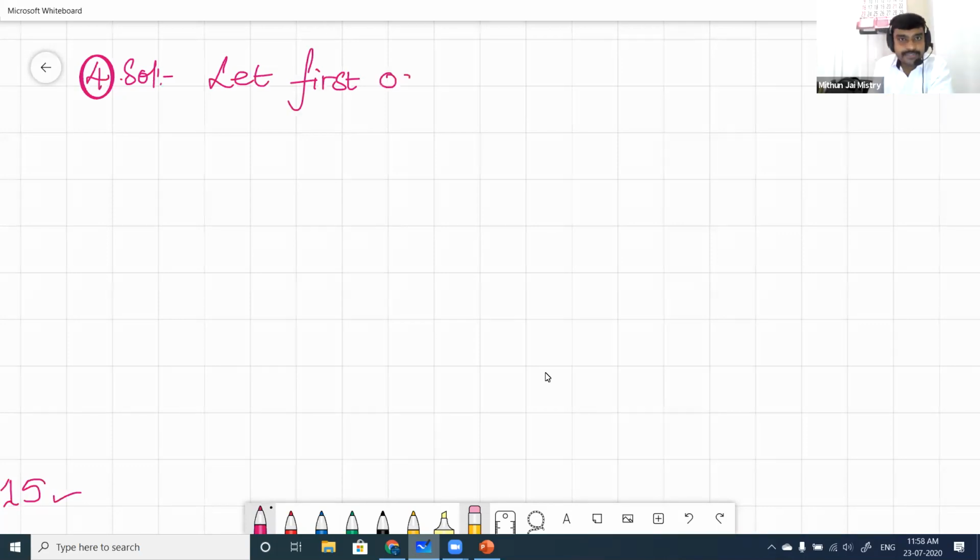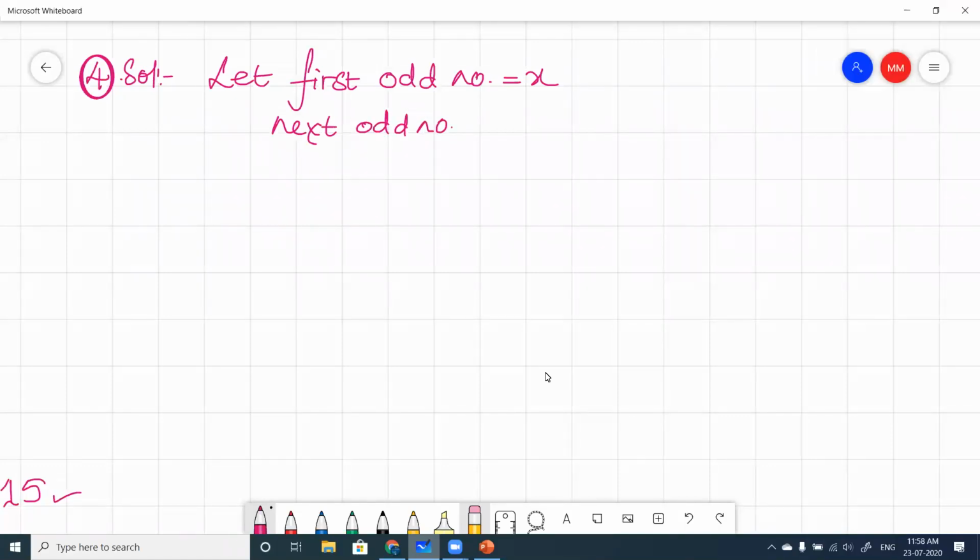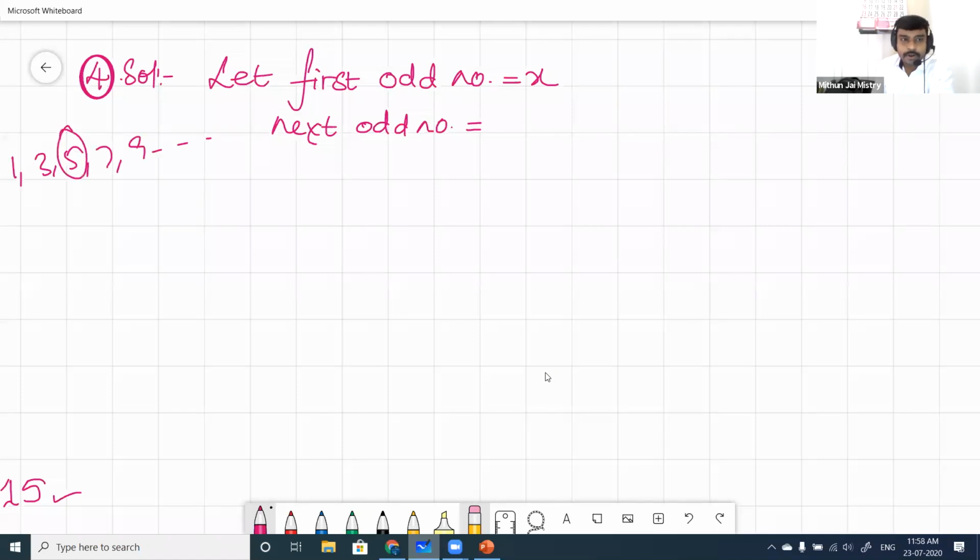Let the first odd number be equal to some x. We are assuming it as x. Then the next odd number. What will be the next odd number? The next odd number will be 2 more than that. Why, Nana? Just now we have discussed that the odd numbers are like 1, 3, 5, 7, 9. That means if you take any odd number, the next odd number will be 2 more than the previous one, right? 9 is 2 more than 7, 7 is 2 more than 5, 5 is 2 more than 3.